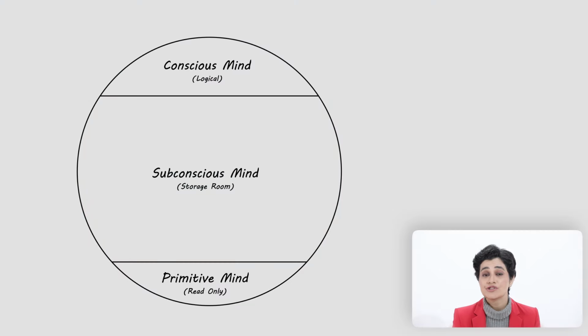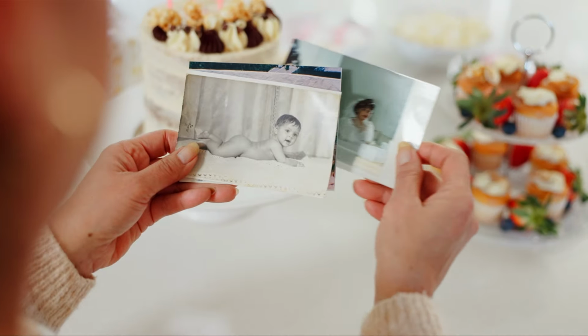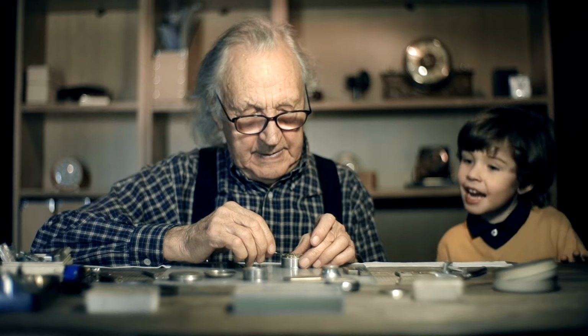It is the second division of the circle. Think of the subconscious mind as the mind storage room. It keeps your memories, emotions, and overall experiences of life. It works automatically, shaping how you react to the world without even realizing it.